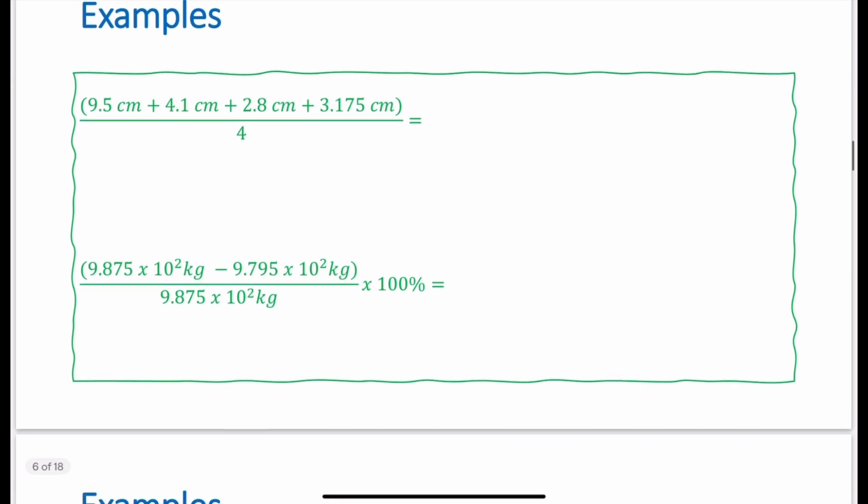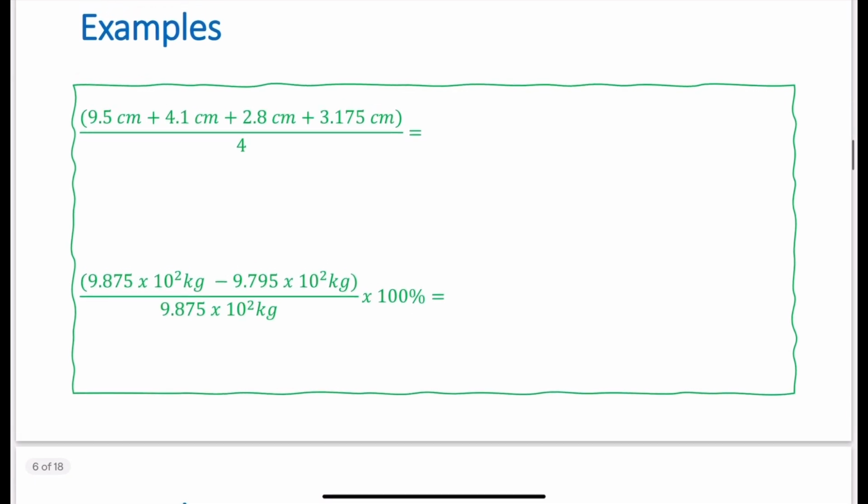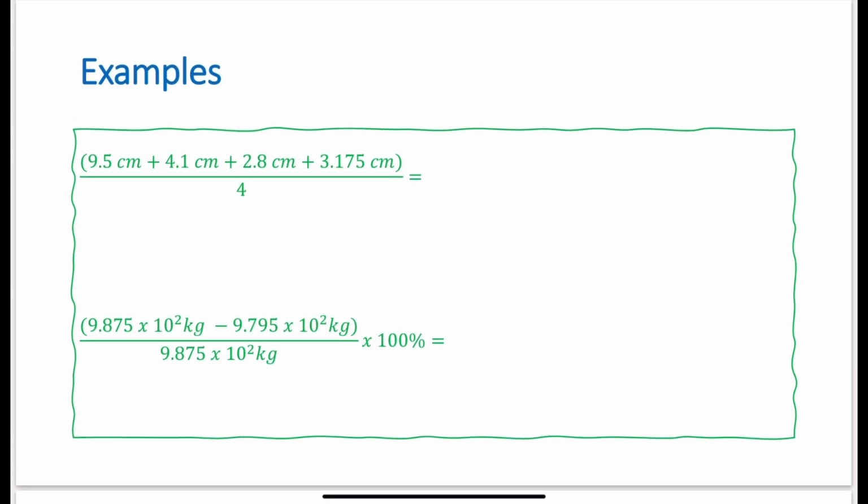Let's continue. I've got 9.5 centimeters plus 4.1 centimeters plus 2.8 centimeters plus 3.175 centimeters divided by 4. This is taking an average, okay? So first thing I'm going to do is I realize that, first of all, it's in parentheses, but second of all, when it's in the top of a division bar like that, it means you do that first, okay? So the 9.5 centimeters plus 4.1 centimeters plus 2.8 centimeters plus 3.715 centimeters gives me a calculated answer of 19.575.